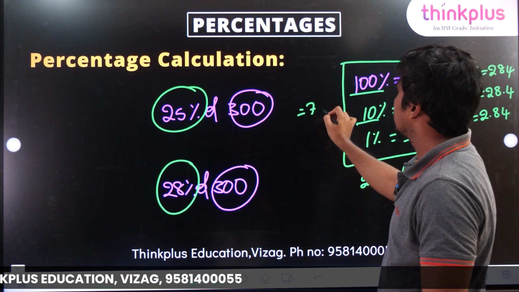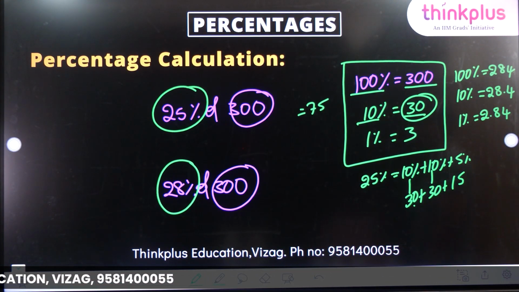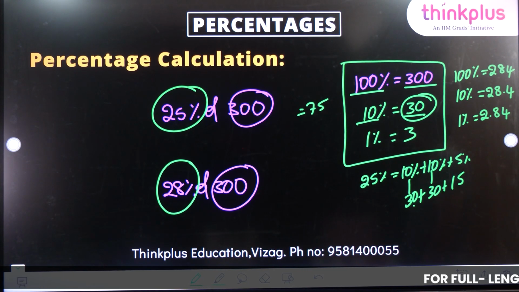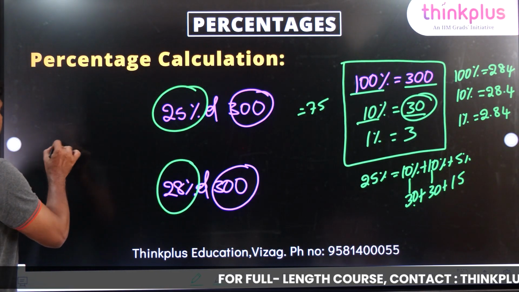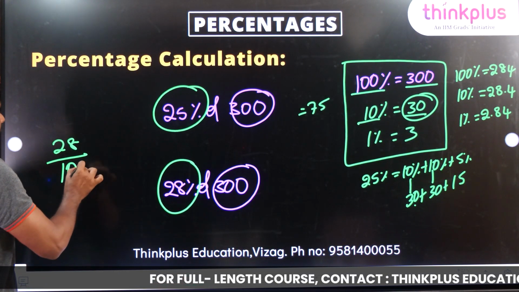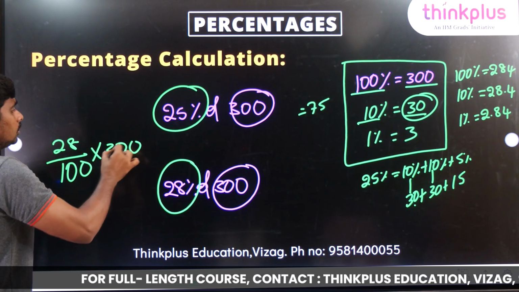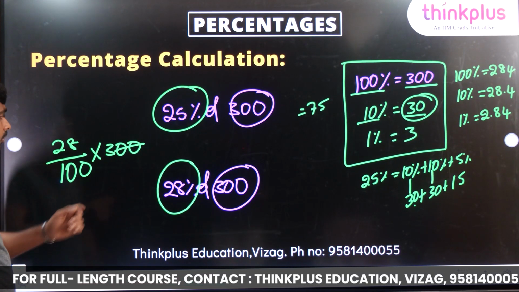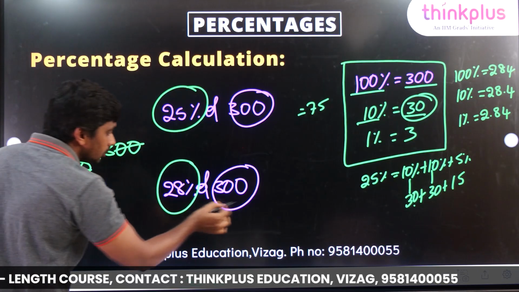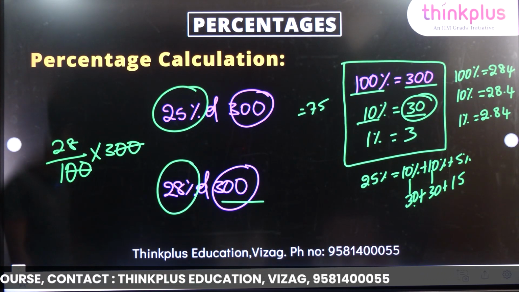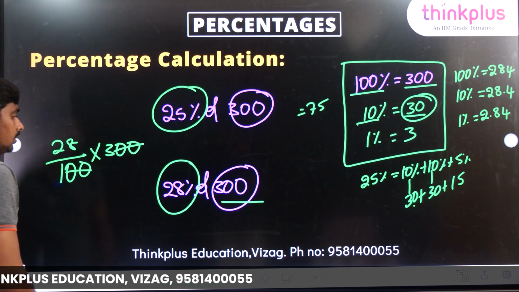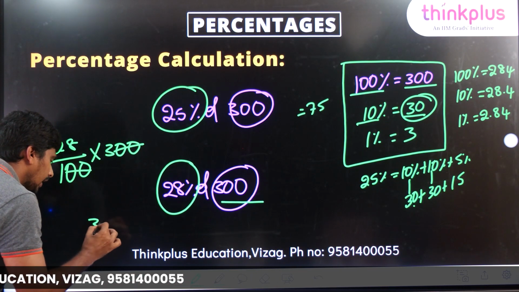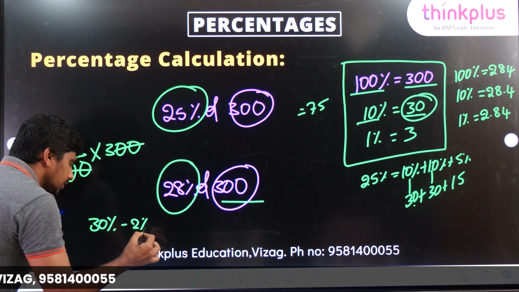It looks a bit odd, but trust me, for every question you can't write the fractional value. 25% you can write, but how do you do 28%? Can you write the fraction? Sometimes some people say, sir, I do 28 by 100 into 300. You can do this. But if this 300 is also complicated, what will you do? So definitely calculating 100%, 10%, 1% is really important. So when 28 is given, I do it like this: I calculate 30% and subtract 2%.